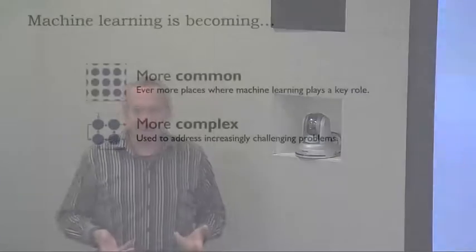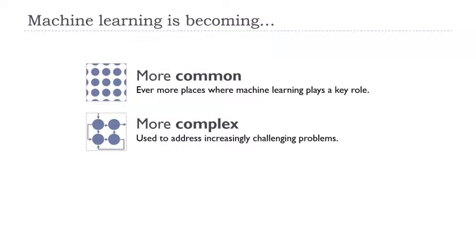And increasingly, we're also asking more complex questions of that data. We want to build more complex systems: speech-to-speech translation, self-driving cars, personal assistants. These are not simple systems. They're highly complex systems. And they're larger scale than ever before.